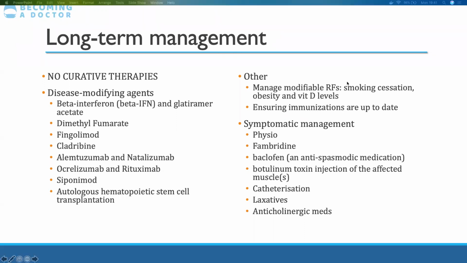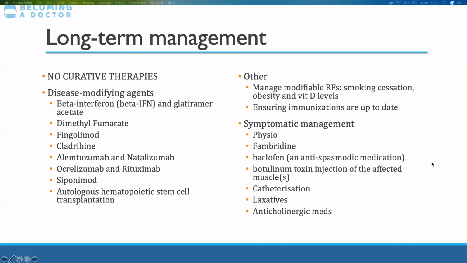With long-term management, you also want to manage their modifiable risk factors. So you want to stop them from smoking. If they're obese, you want to try and target that. You want to target the vitamin D levels as well by making sure that's normal, and also ensure all immunizations are up to date. And then we have the symptomatic management.